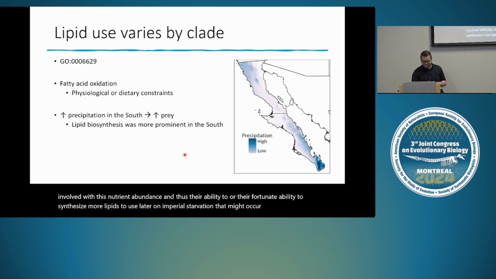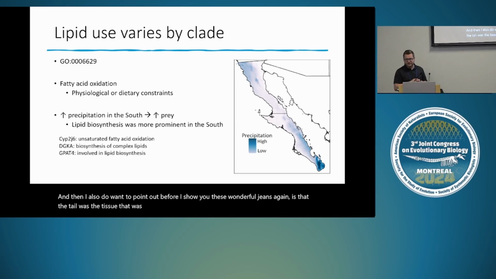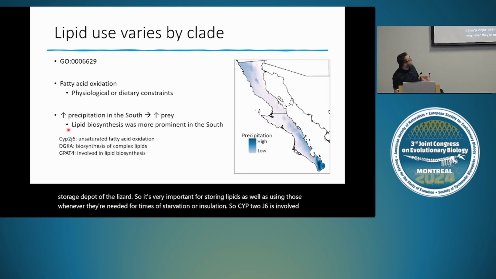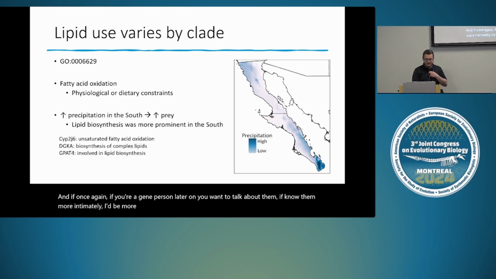And then I also do want to point out, before I show you these wonderful genes again, that the tail was the tissue that was used, or one of several tissues used, and this is the lipid storage depot of the lizard. So it's very important for storing lipids as well as using those whenever they're needed for times of starvation or insulation. So CYP2J6 is involved in unsaturated fatty acid oxidation, DGKA in biosynthesis of complex lipids, and GPAT4 is involved in lipid biosynthesis. And once again, if you're a gene person and you know them more intimately, I'd be more than happy to discuss these genes with you later on.